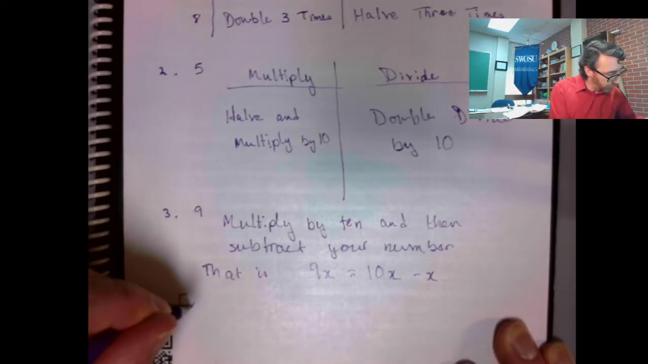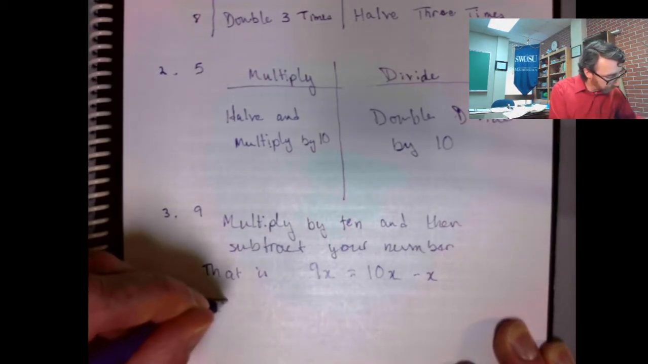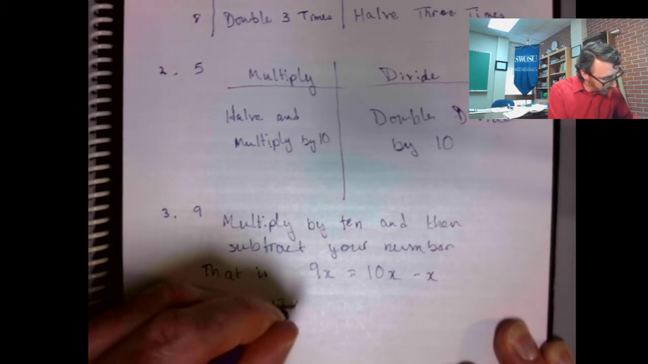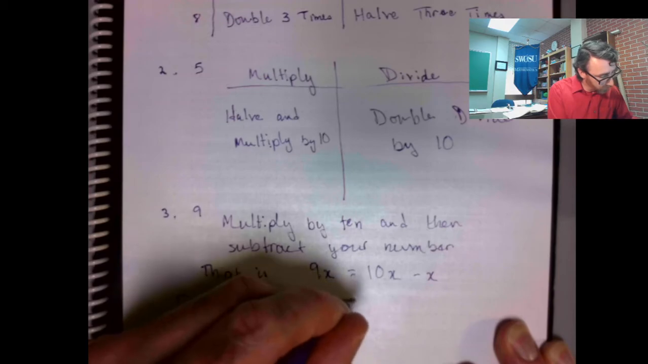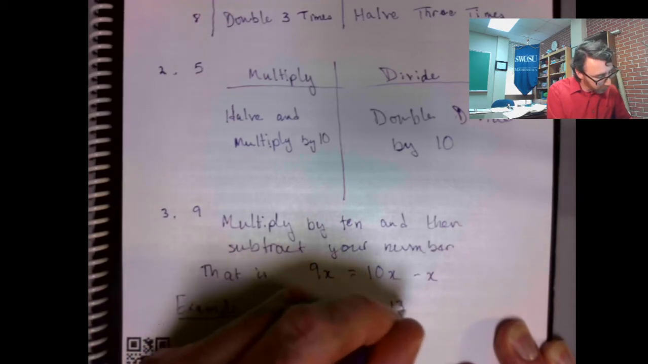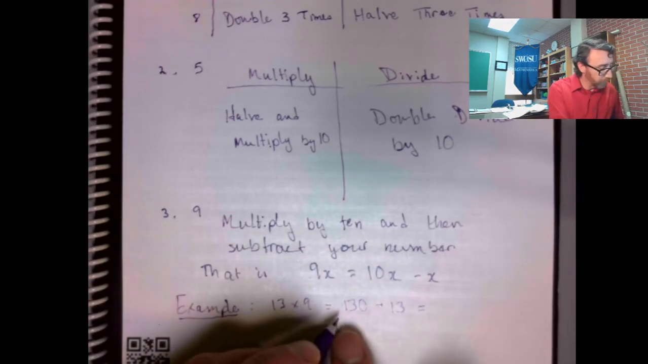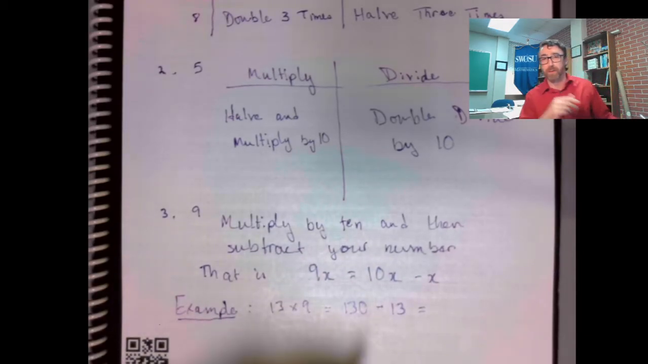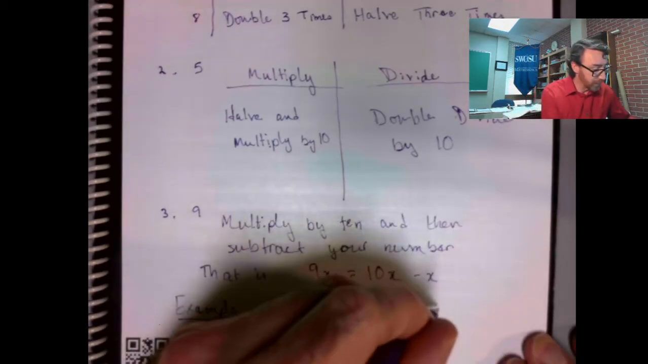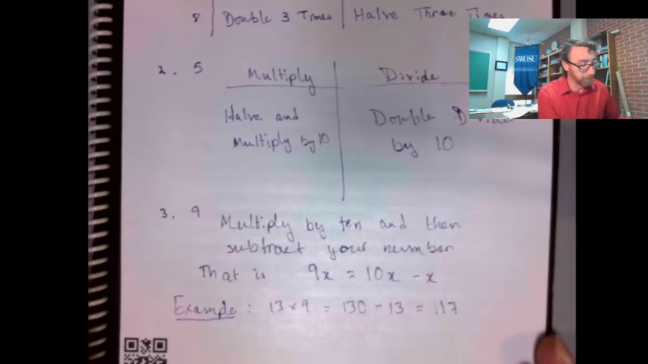Let's just do a quick example. 13 times 9. So we would do 10 times our number. 10 times 13 is 130. Subtract 13. Okay, you don't even have to worry about the hundreds place. Just do 30 minus 13. Okay, 30 minus 10 is 20, and then 20 minus 3 is 17, so 117.